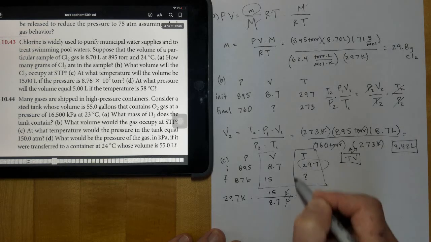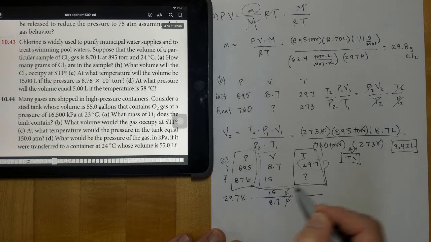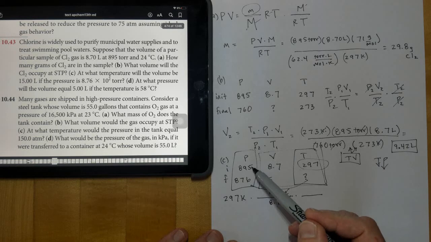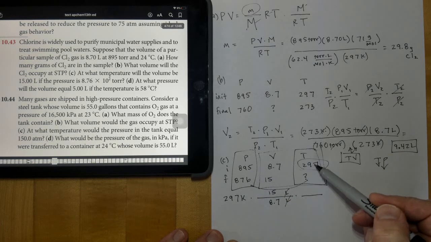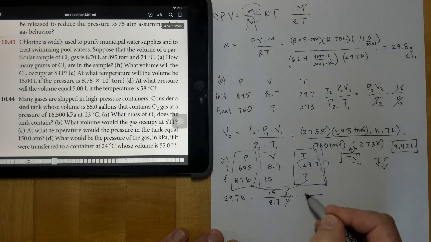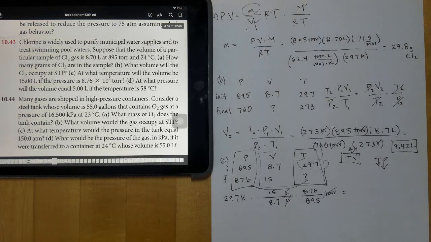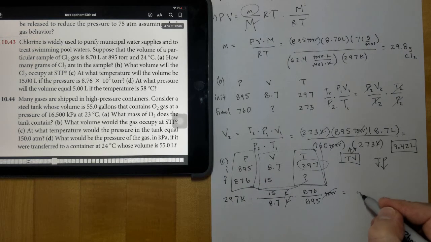Then look at the relationship with pressure. Temperature and pressure are directly proportional as well, because if one goes down, the other one goes down. Notice my pressure is going down, therefore my temperature has to go down. So multiply by a fraction to make it get smaller, which would be 876 over 895. Since both of these are in torr, the torrs would cancel with one another. Now multiplying those together, you'd end up with 501 Kelvin for your temperature.